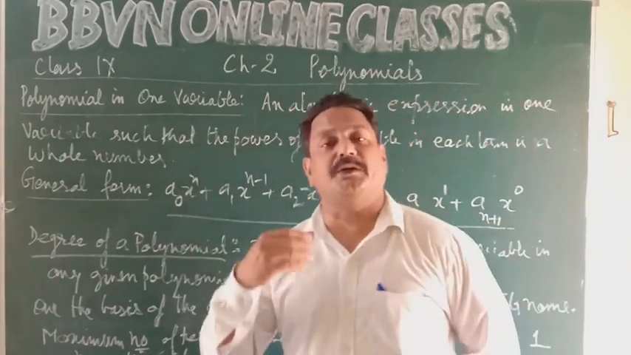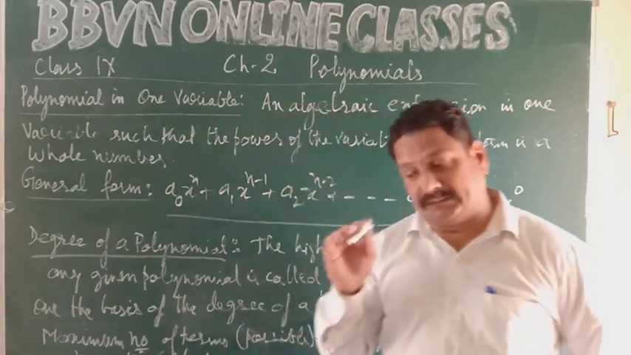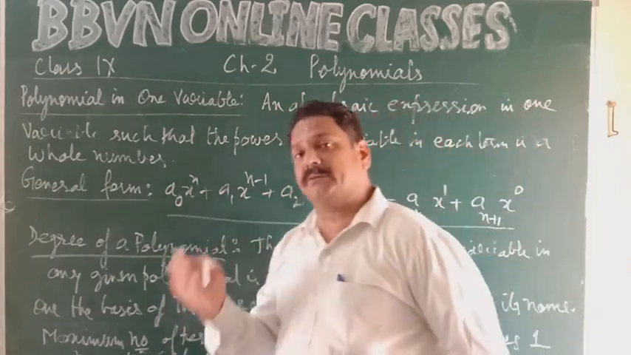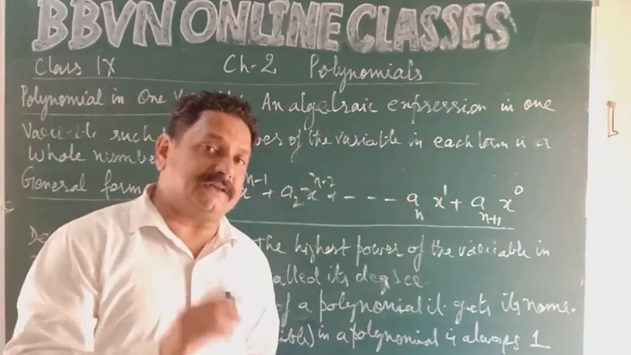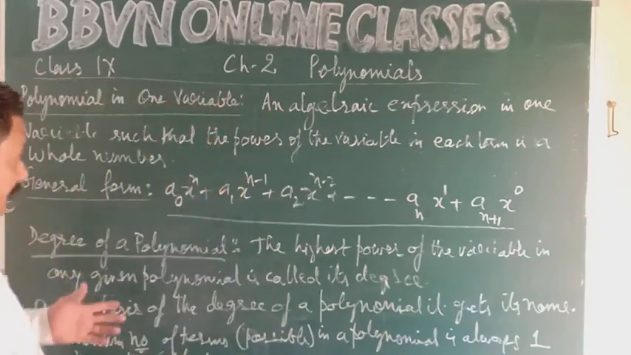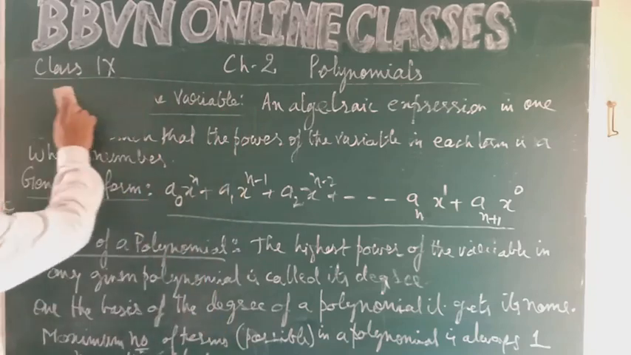Suppose the degree of a polynomial is 5. Then 5 plus 1, 6. That particular polynomial can have at most 6 terms. It cannot have more than 6 terms. At least it will have one term. Right? Let us understand it better with the help of certain examples.